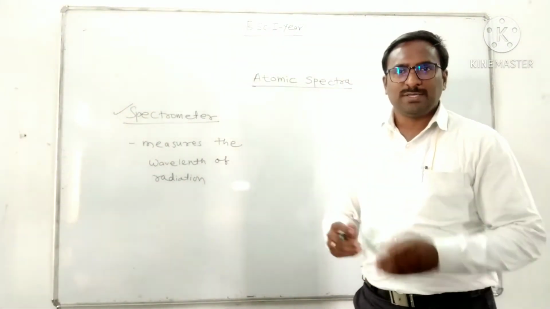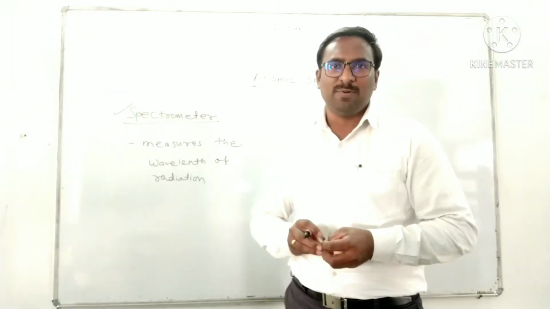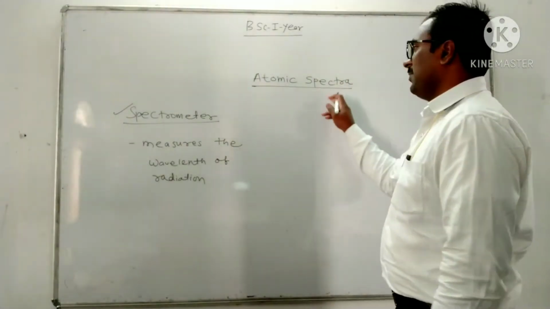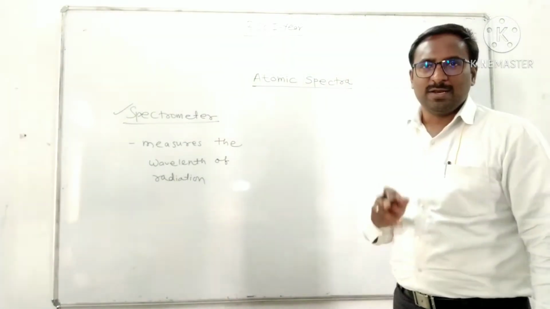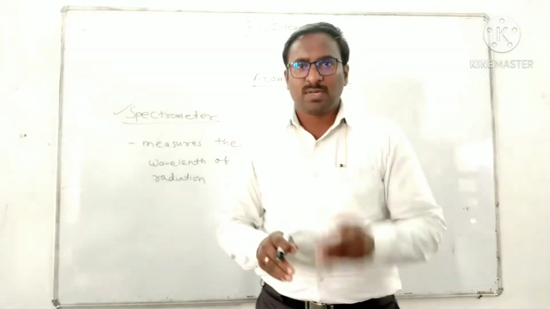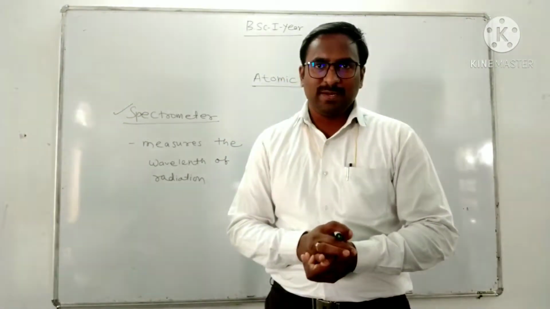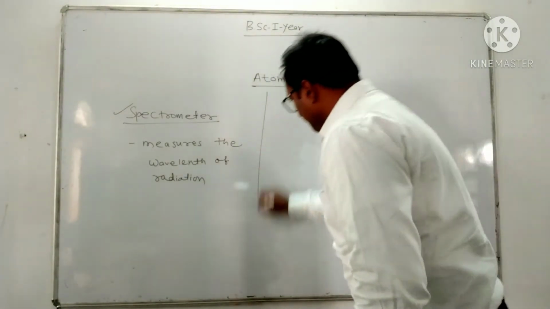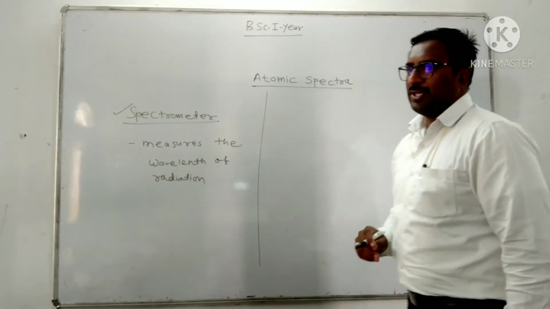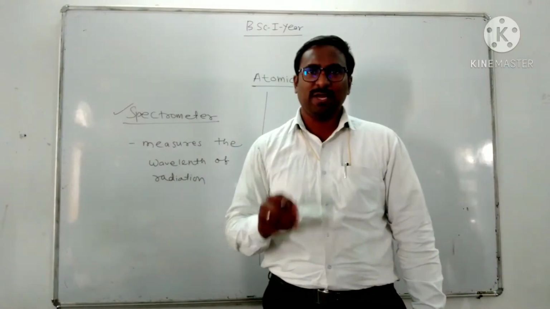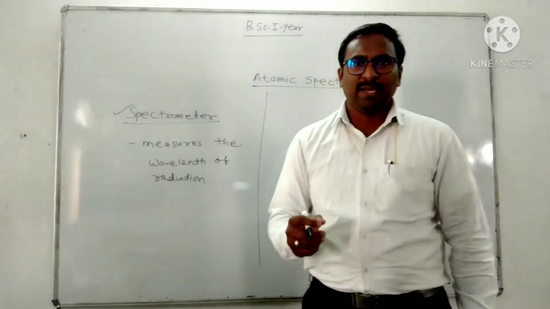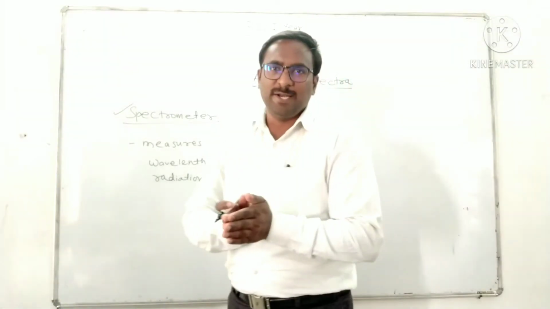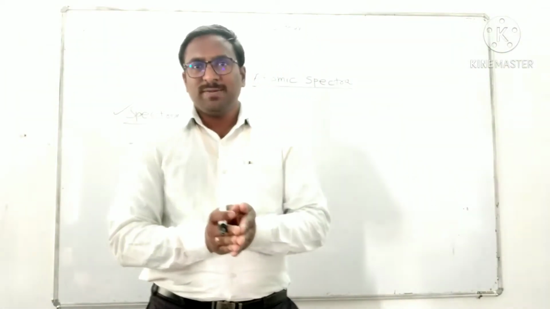In order to get information about the electronic environment of a particular material or atom, we take the atomic spectrum. And what is this atomic spectrum? It is a line spectrum. These are lines obtained whenever a material is exposed to electromagnetic radiation, or we get the atomic spectrum when the material is heated on a Bunsen burner.